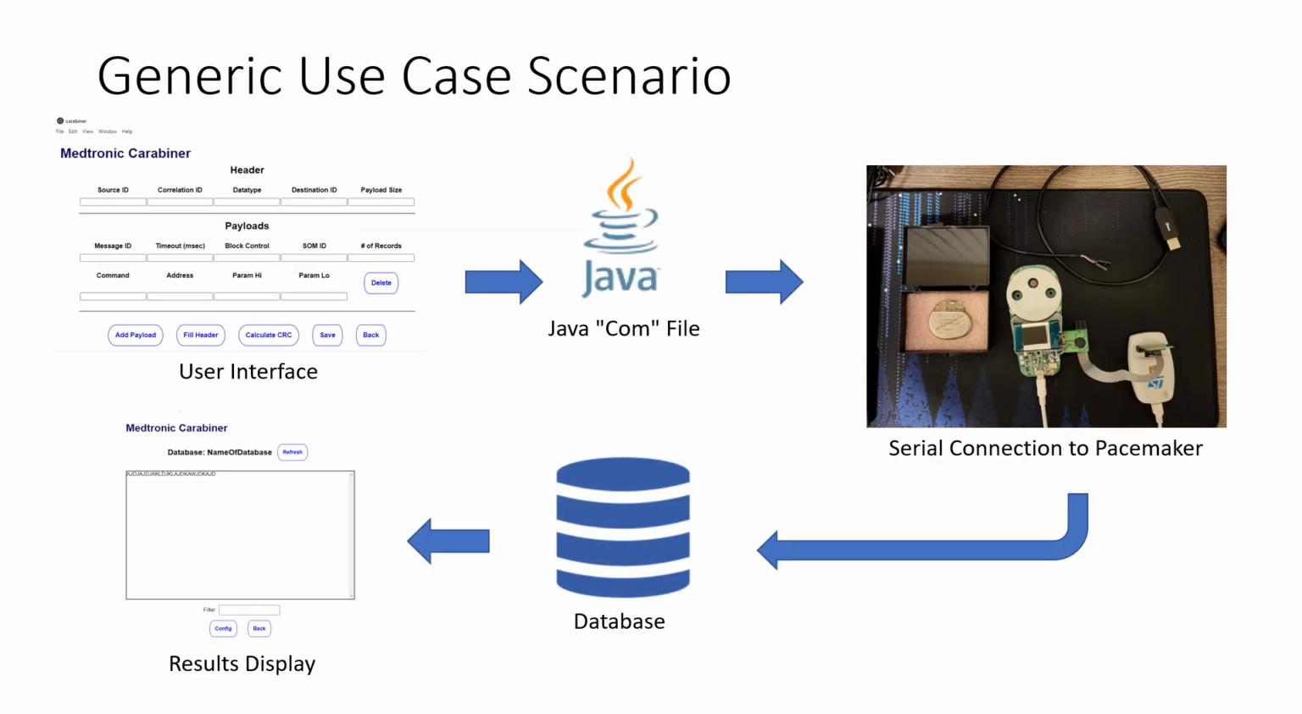Moving on to a generic use case scenario for this program, we have our GUI interface. This will allow a user to enter command data, which is then sent to a Java serial communication file, which is passed along over a JTAG interface to the patient connector, which then wirelessly transmits any data to the pacemaker if the command is accepted by the patient connector, which generally it is. Any requests will then be logged to our database, and sent to the results display for the user to see if a command was successful or not and what might have happened.